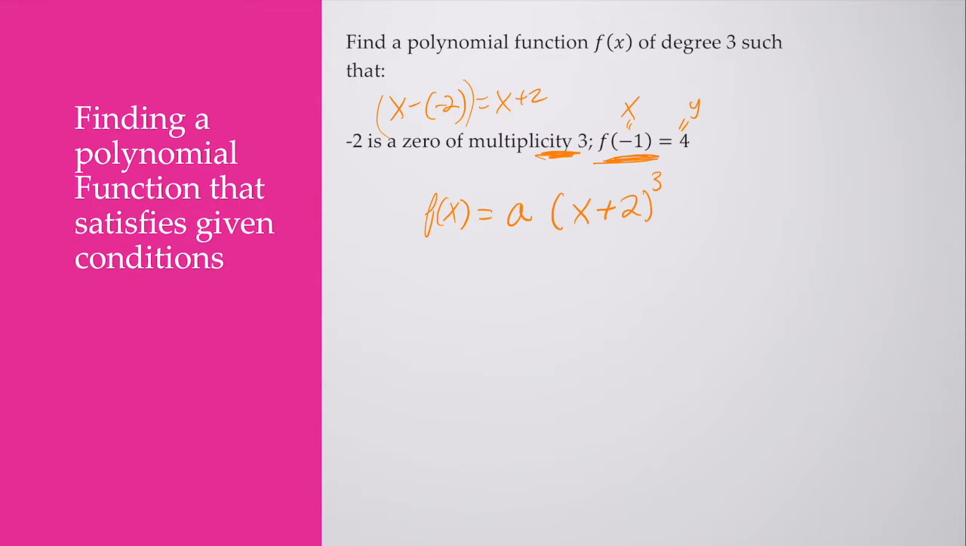Cubed. And I know that when x is negative 1, y is 4. So I have 4 is a times negative 1 plus 2 cubed. So 4 is a times 1 cubed, which just means 4 is a. So that's my leading coefficient. So I have f of x is 4 times x plus 2 cubed.